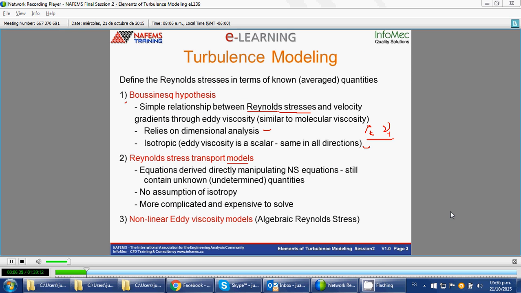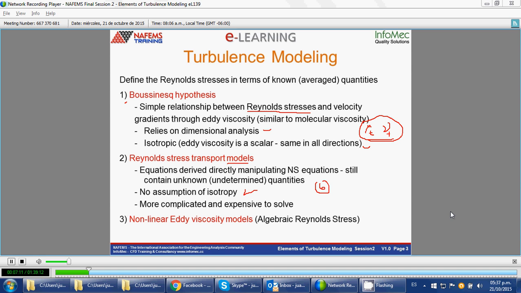Again, it requires some modeling, but the good thing about it is that the assumption that these are scalar and have no direction is no longer there. So in that sense, it's nicer. But at the same time, as I said, we have about 6 of these Reynolds stresses, so we have to work with an additional 6 equations, for example. That makes it a little bit more complicated.